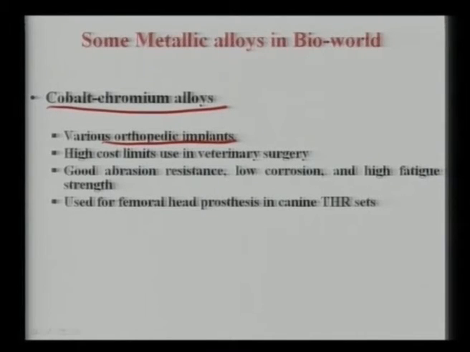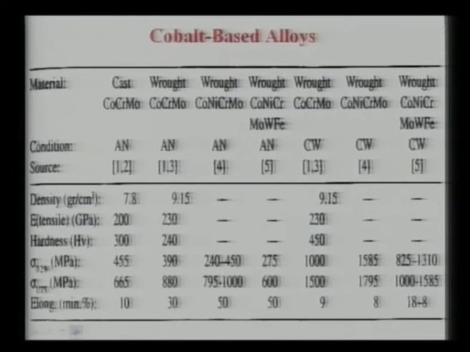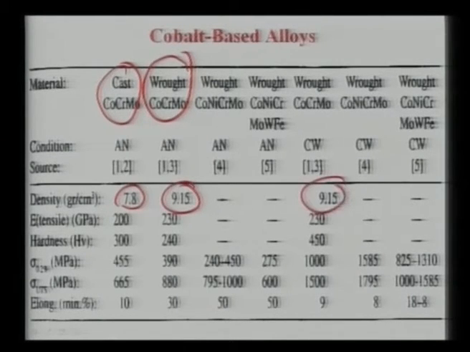This is used for femoral head prosthesis, also in canine THR sets, and it has good abrasion resistance and low corrosion properties of these materials. Now, these are some of the commercially available cobalt chromium alloys. As you can see, it is available in the cast form or it can be available in the rod form. In all these cases, it also has a very large density, like 7.8 to 9.2.